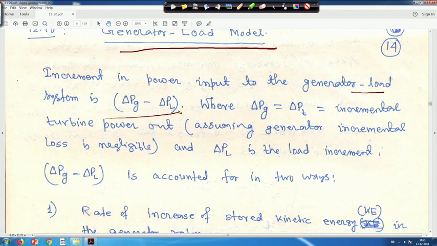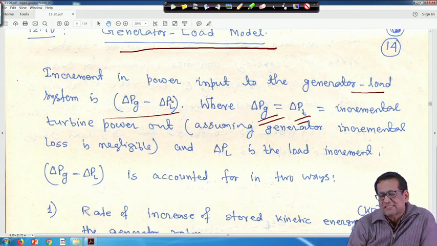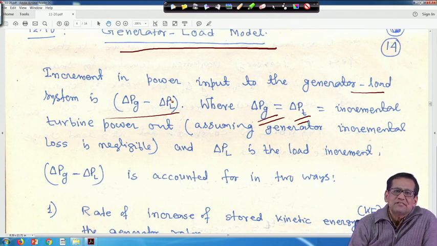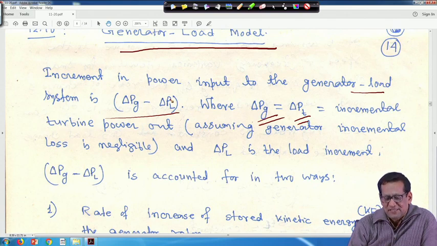The idea is something like this: it is a lossless turbine. So, we could assume delta PG is equal to delta PT, and if there is a load change, then there will be a transient imbalance between the generation and the load. Whatever load changes, generation will try to follow that load. If load increases, generation will try to generate that amount of power. But as soon as you switch on the load, a transient imbalance will happen. It is not the steady state; first we have to see the dynamics.